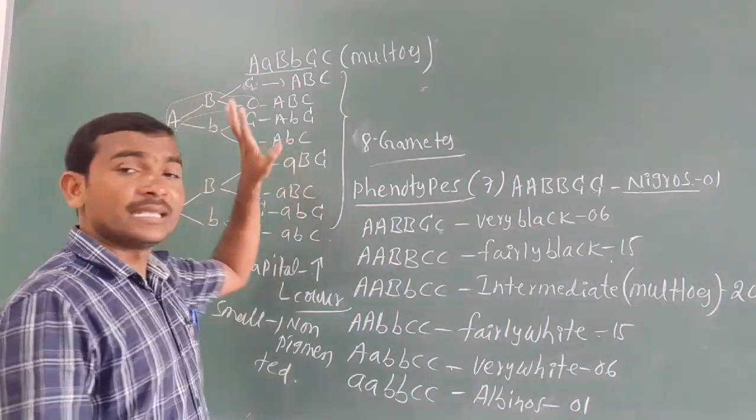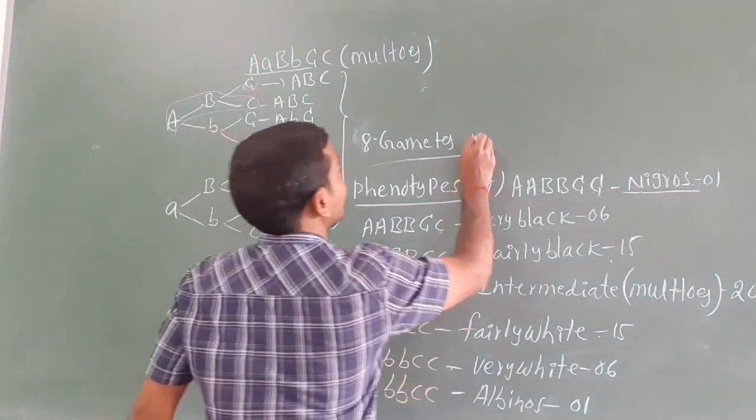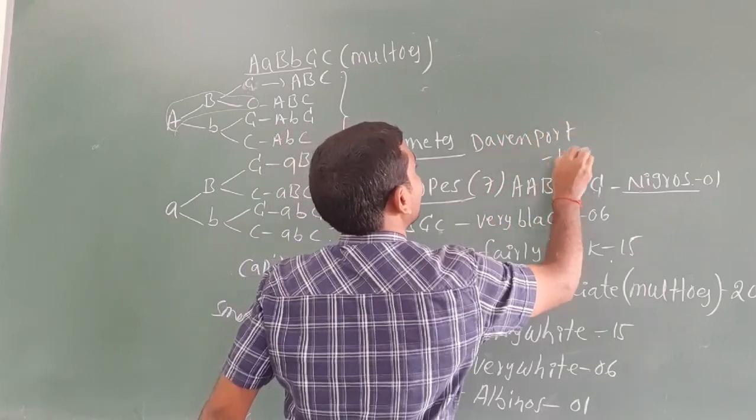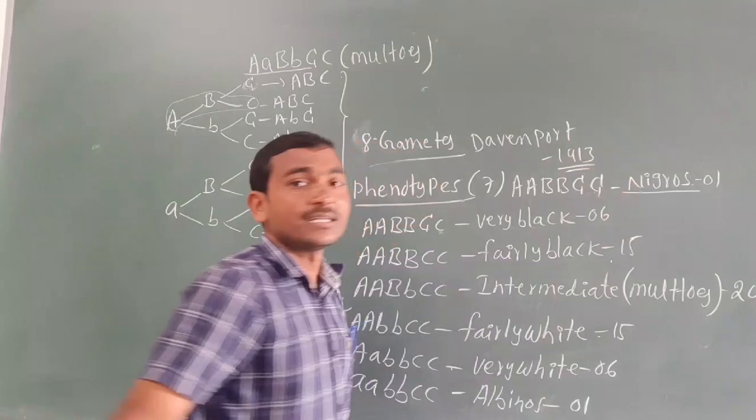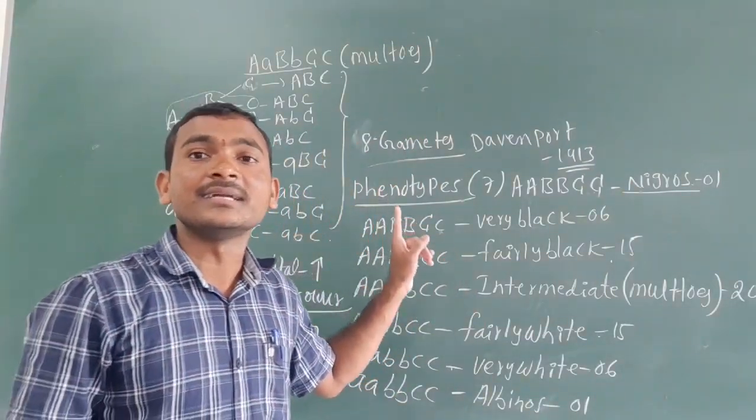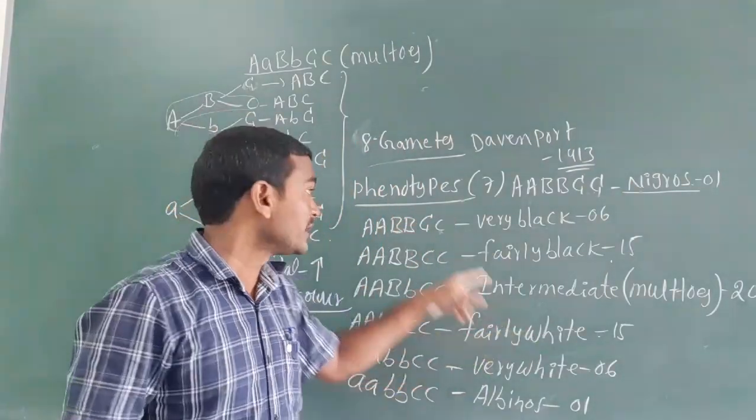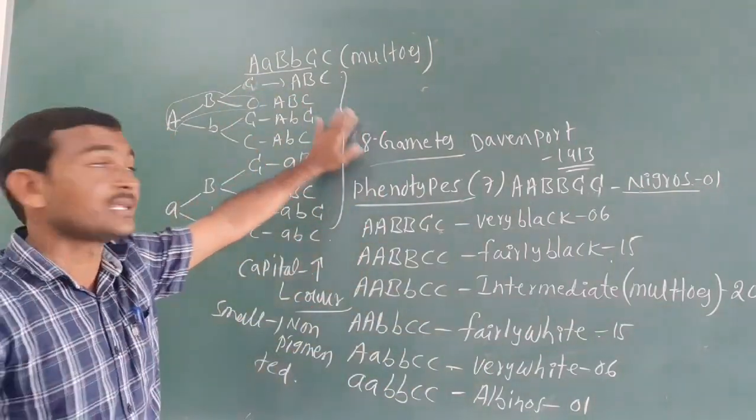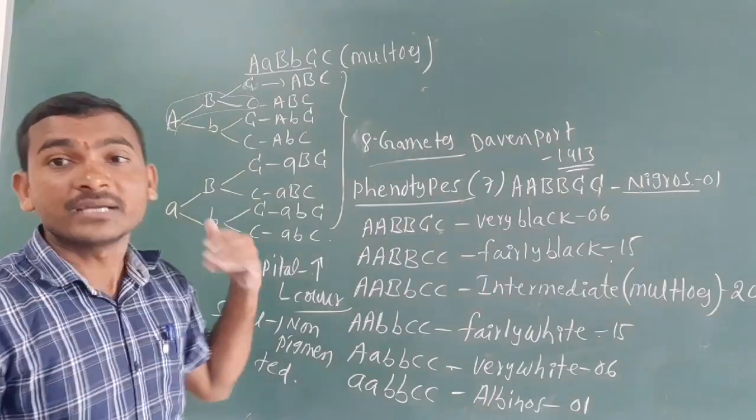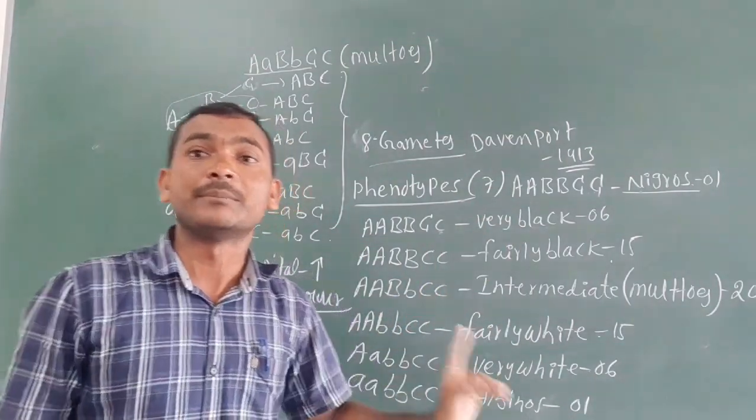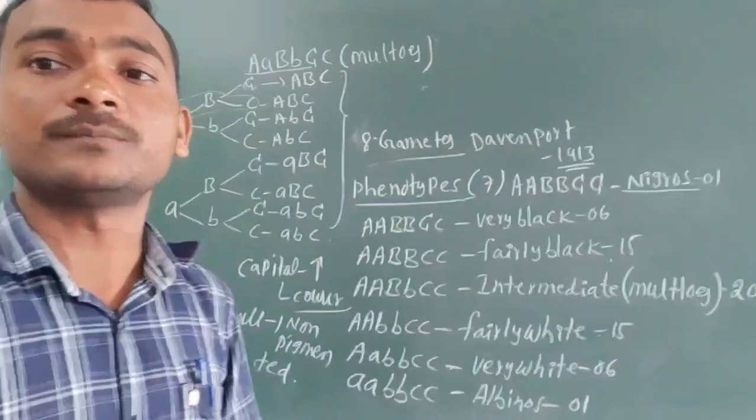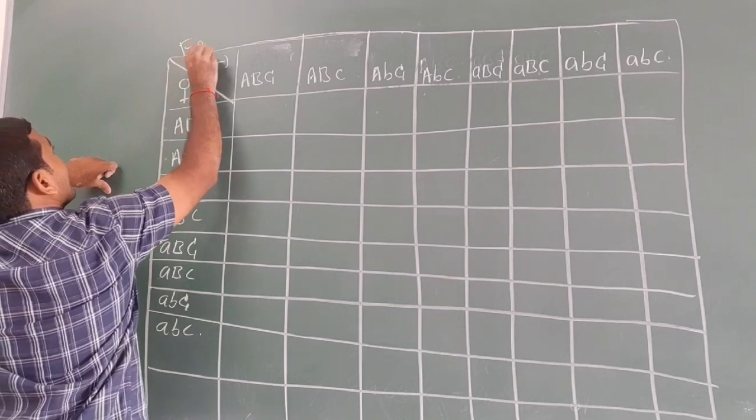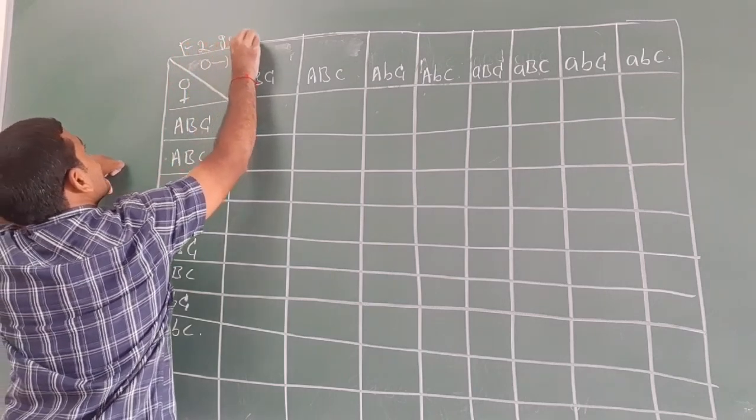This polygenic inheritance was introduced by Davenport in the year 1913. Now we are discussing the F2 generation based on the 8 gametes on one side and the remaining 8 gametes on the other side. Then we can expect the 64 types. Okay, now we will go to that. See here, so now it is about the F2 generation.